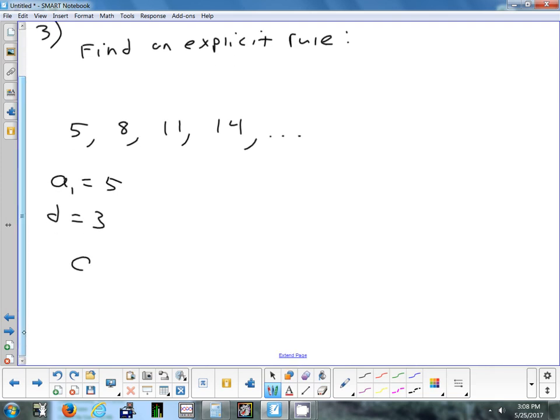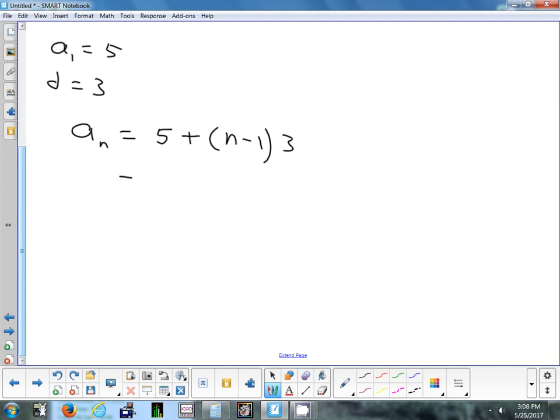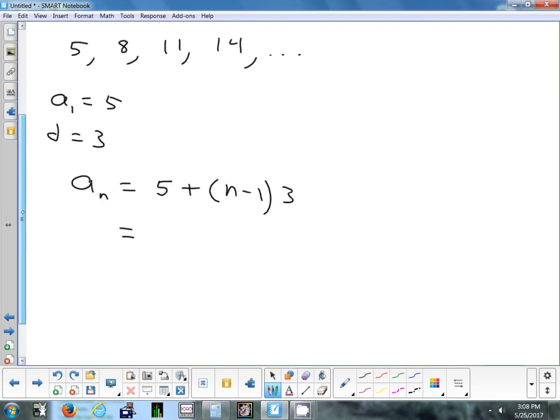So the formula to find the nth term is a sub 1 plus n minus 1 times the common difference. And what we do is, if we can, simplify that out a little bit. So if you distribute the 3, what do you get? 3n. Right? And then if you combine like terms? 2 plus 3n, or 3n plus 2, same thing.